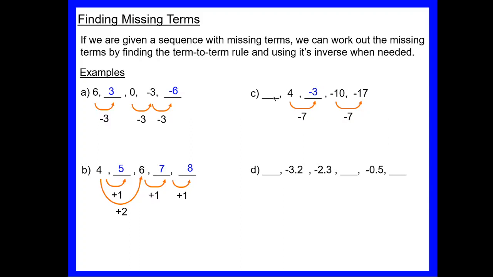But how are we going to get the one at the beginning? Well, if going from left to right, we're subtracting 7, if I want to go the opposite direction, I need to do the opposite. So I need to add 7 instead. So 4 plus 7 is 11. And then we can check 11 minus 7 would give us 4. So if we want to go in the opposite direction, we need to do the opposite.